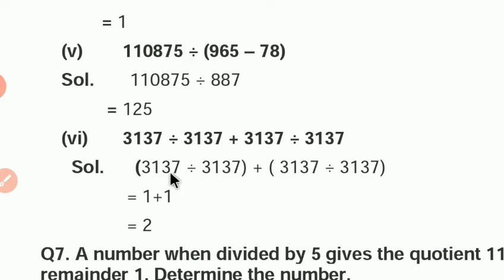So first we will divide 3,137 by 3,137. If we divide 3,137 by itself, the answer is 1. Then plus, again the same expression is given, so we'll get the answer 1. Now we'll add. So 1 plus 1 is equal to 2.